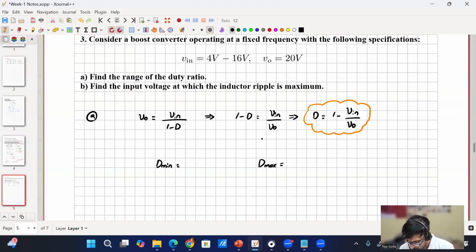0.2 to 0.8, sir. Yes. So D minimum will be 1 minus 4 by 20. So it is 1 by 5, 0.2. And D maximum? 0.8. Yeah, very good.